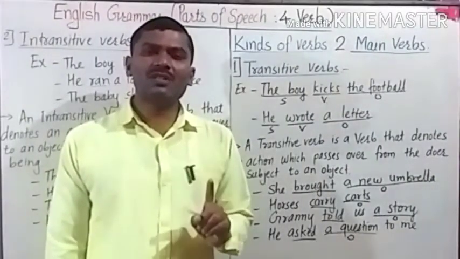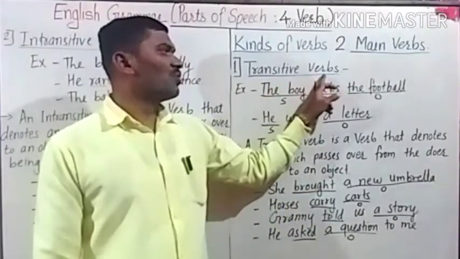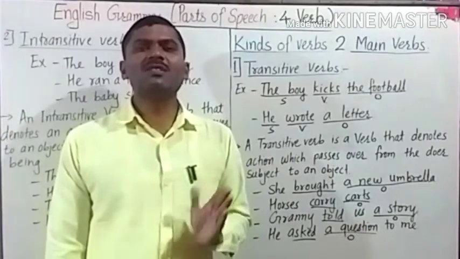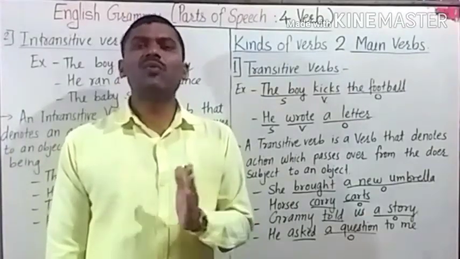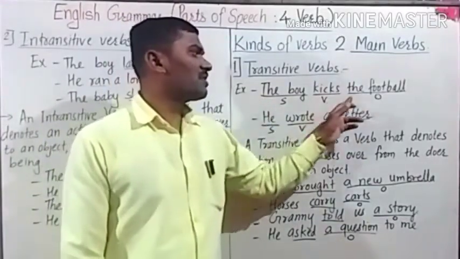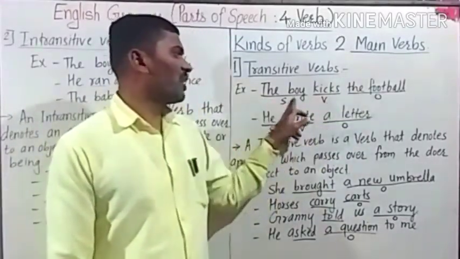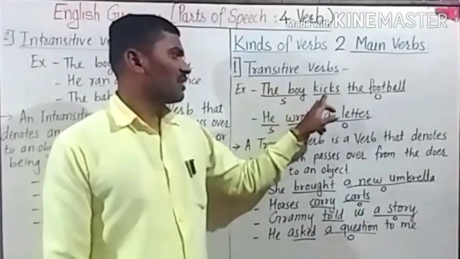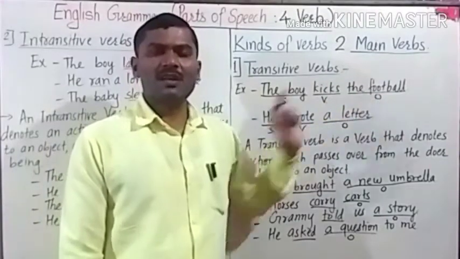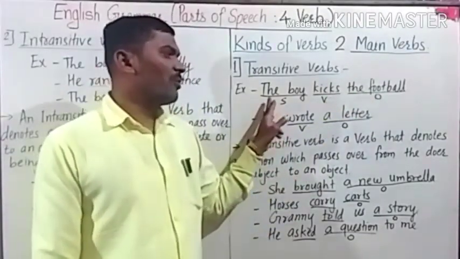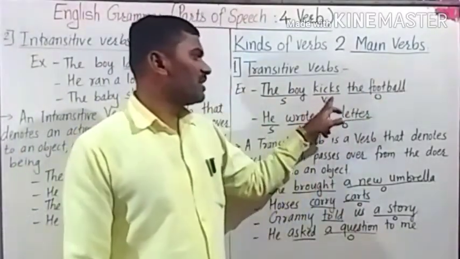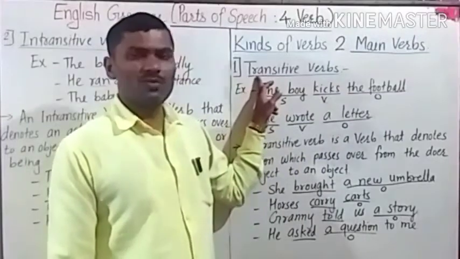Let's learn the first subkind, transitive verbs. The word transitive means passing over, carrying forward. Let's see an example. The boy kicks the football. In this sentence, the boy is the subject, kicks is the verb, the football is the object. The action of the boy is passed towards the football, so the verb in the sentence is a transitive verb.